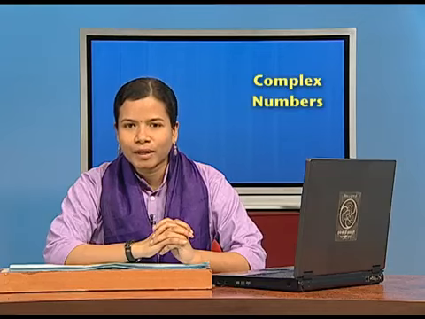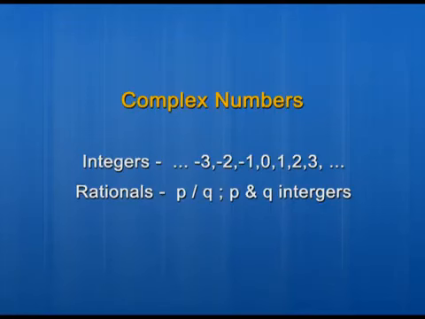All positive numbers like 1, 2, 3 up to infinity, with 0, and negative numbers like -1, -2, -3 up to -infinity are called integers. Rational numbers are of the form p by q, where p and q are integers. Numbers which are not rationals are called irrationals. Now let us come to the definition of complex numbers.